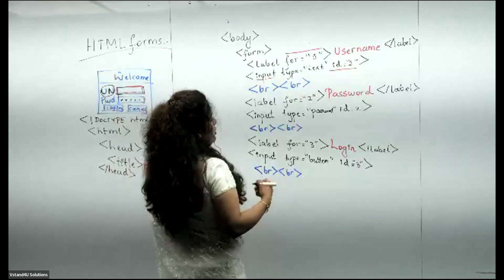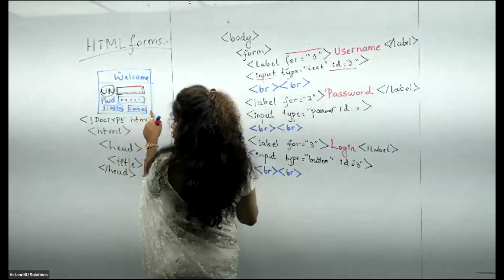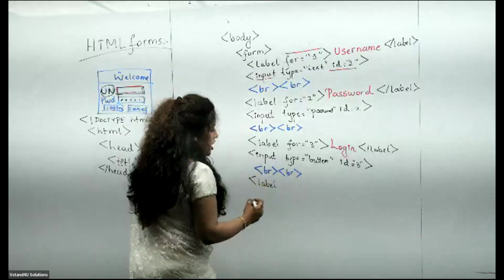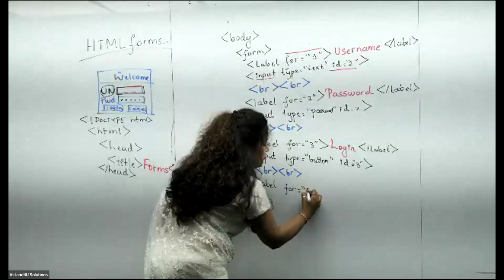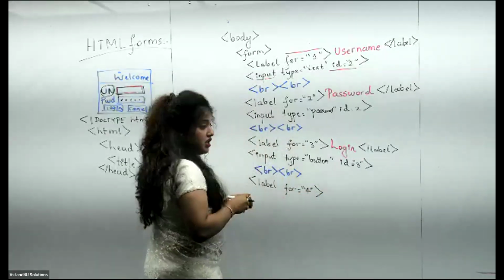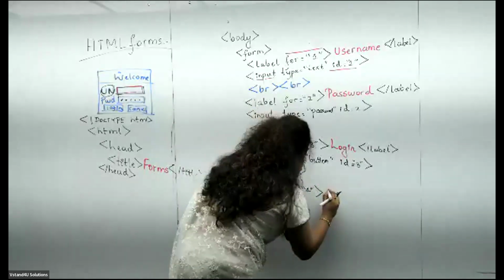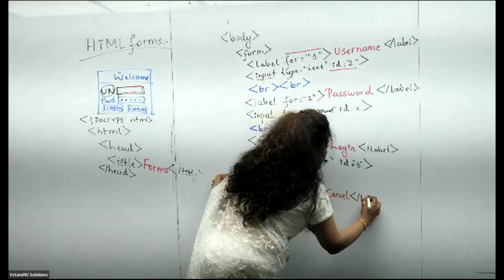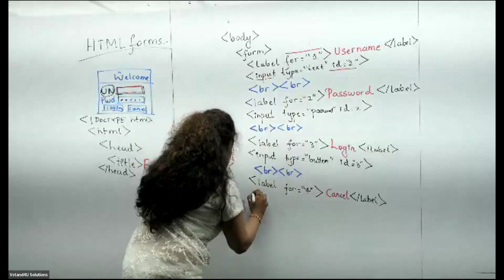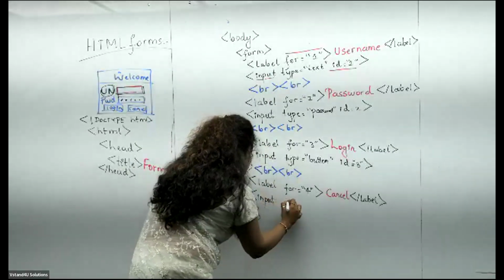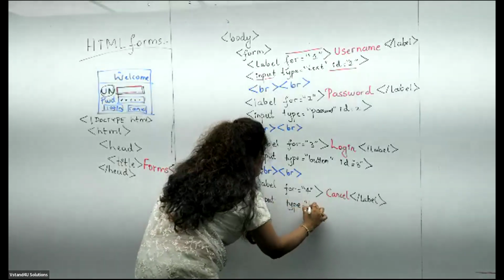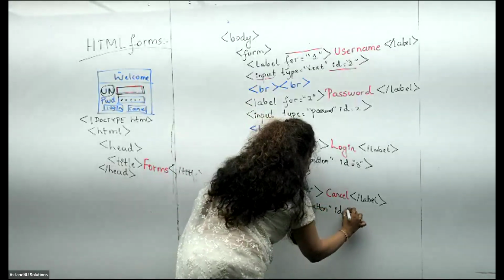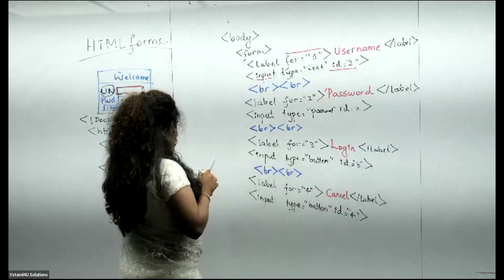Okay. So now I want to get this cancel button. Yes or no? So what will I do now? I will again give the label tag and write for equals 4, and then I will pass one name called Cancel. Don't write yet, guys, I will give you enough time to write. I will close this label tag. After that, I will give input type equals to button. And then I will give ID equals to 4. Clear with this?